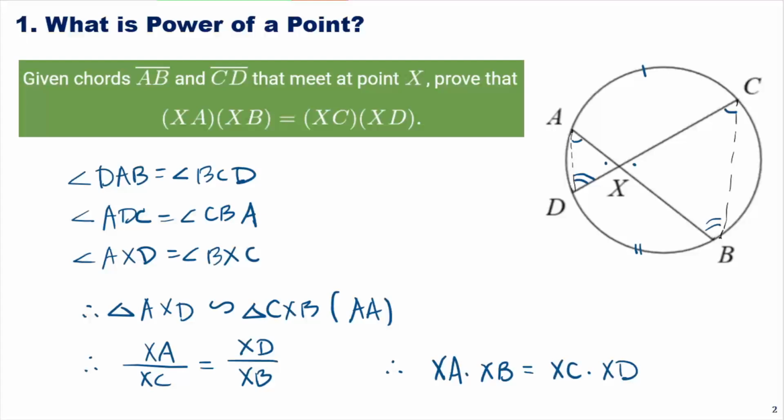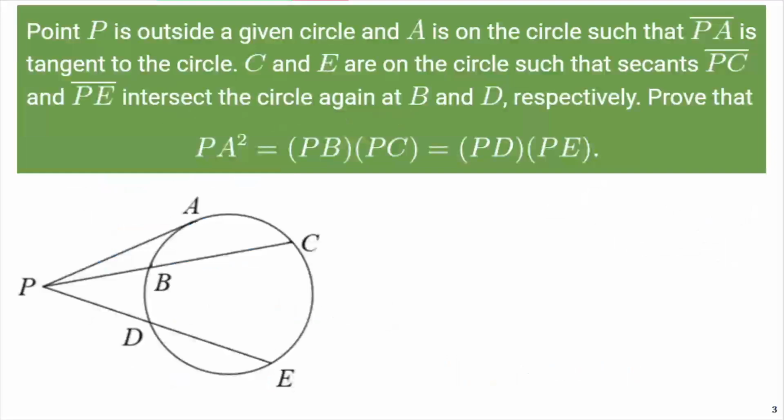So having finished with the points inside the circle, we turn to points outside the circle. So let's consider another question here. Point P is outside a given circle, and A is on the circle such that PA is tangent to that circle. C and E are on the circle such that secants PC and PE intersect the circle again at points B and D, respectively. Can you prove that PA squared equals PC times PB, and also equals PD times PE?